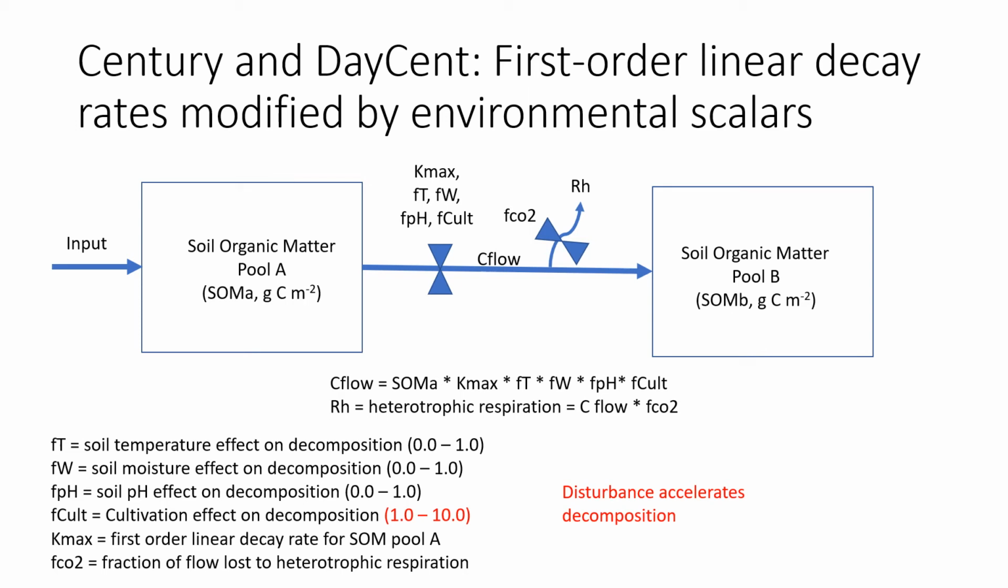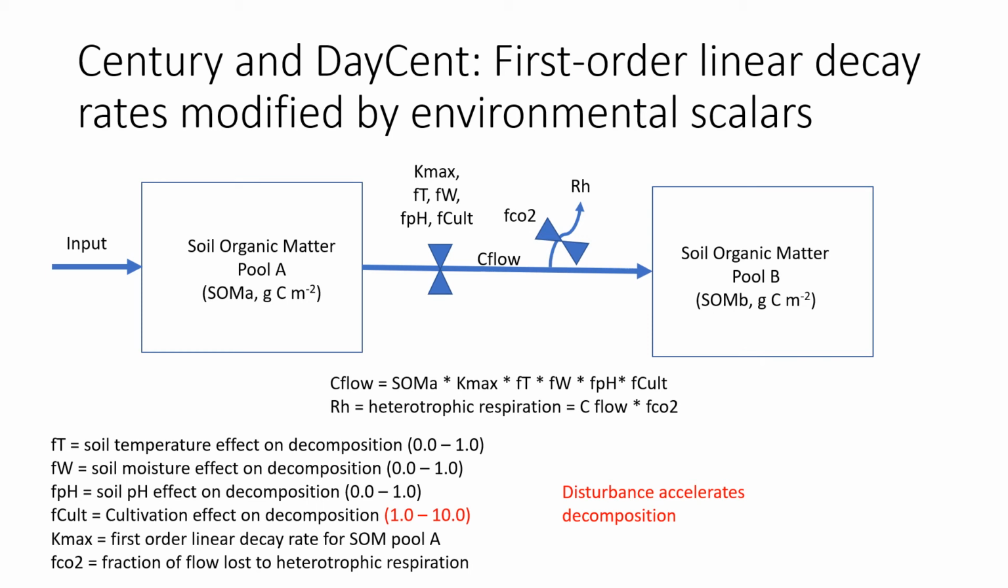And so you've seen examples of F of T and F of W, the soil temperature and moisture modifiers on the decomposition rate. We haven't really talked about how decomposition is affected by how much the soil is disturbed by cultivation. So this is not a 0 to 1 multiplier. This is actually a multiplier that's 1 or greater. So when there's no cultivation at all, for instance, if you're in a grassland that's not being cultivated, then the cultivation effect is 1. That just means there's no effect of cultivation on the rate of decay.